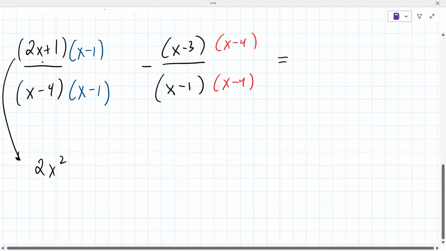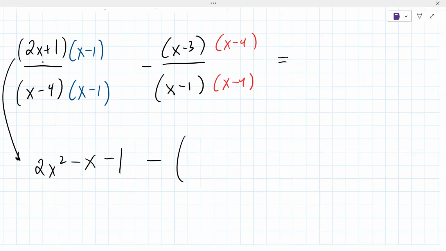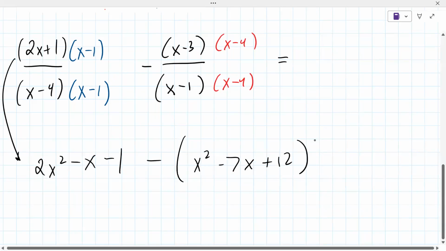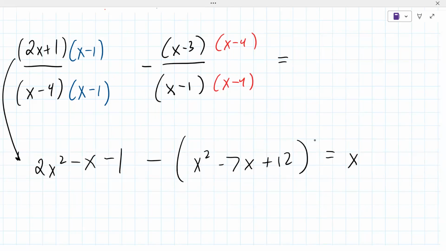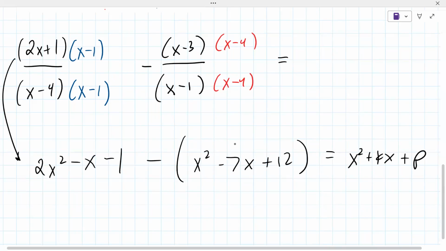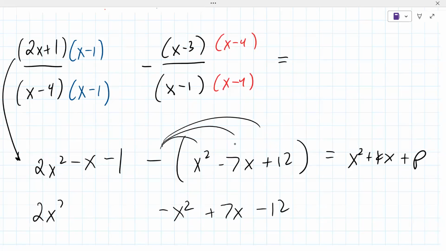2x squared minus x minus 1 minus parentheses x squared minus plus. Most of your issues are coming from FOILing. Okay, so now we distribute the negative in: negative x squared plus 7x minus 12. You distribute it to everything. It's not a choice. And you just combine like terms.